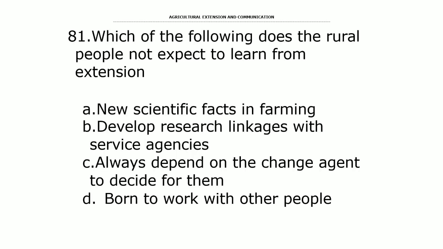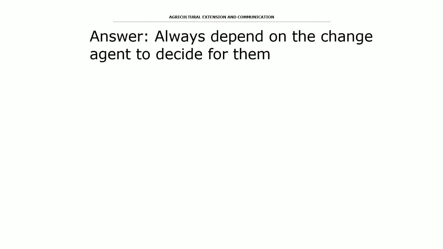Number 81. Which of the following does the rural people not expect to learn from extension? A. New scientific facts and farming. B. Develop research languages with service agencies. C. Always depend on the change agent to decide for them. Or D. Born to work with other people. The answer is, always depend on the change agent to decide for them.